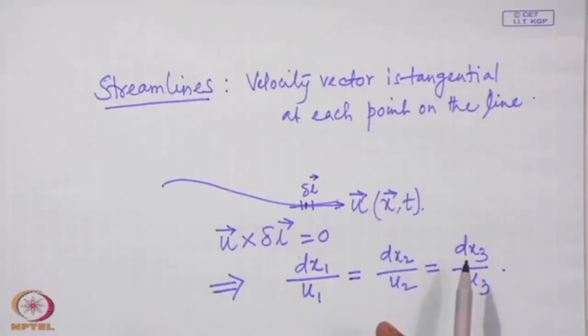So, will these streamlines be functions of time? Yes, if the velocity field is a function of time, that is unsteady, then the streamlines are also unsteady. The streamlines will change from time to time. At each instant, we will have a different set of streamlines.